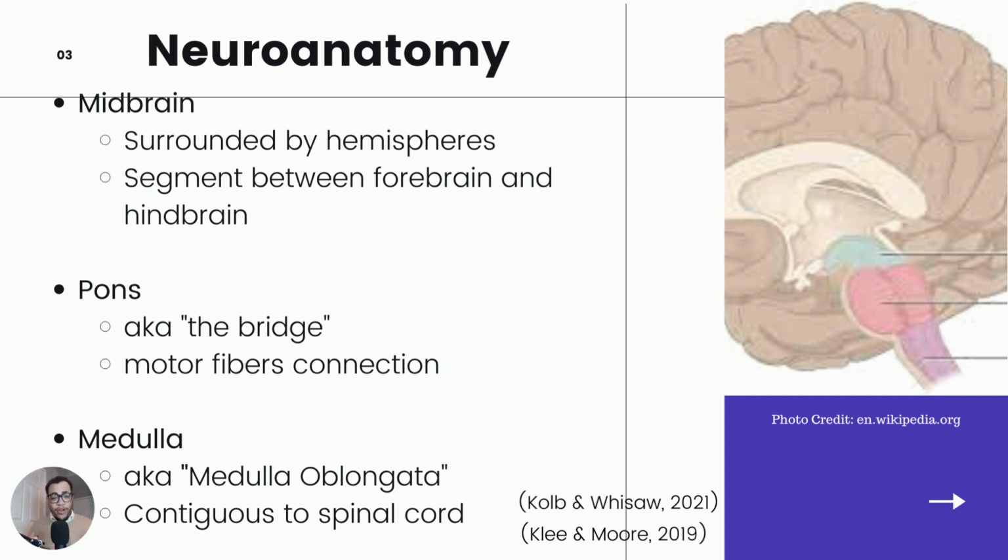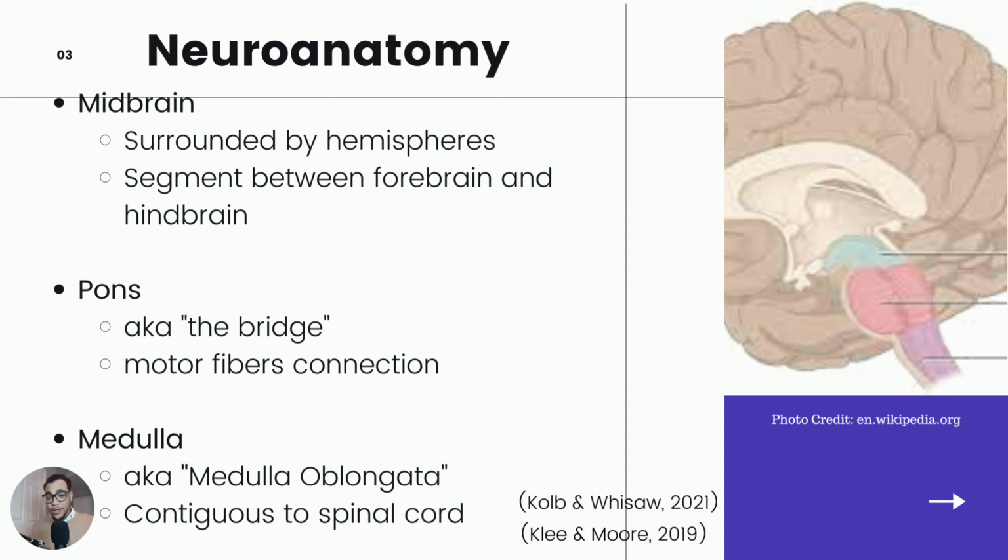It's surrounded by both hemispheres, segmented between the forebrain, which is the cortex, in the upper part of the brain, and then the hindbrain, which is made up of the next parts we'll be talking about, the pons and the medulla. So the pons is a red portion of the picture. It's also known as the bridge, and it is between the midbrain and the medulla, and it's mostly comprised of motor fibers that deal with movement that connect the cerebellum to the spinal cord.